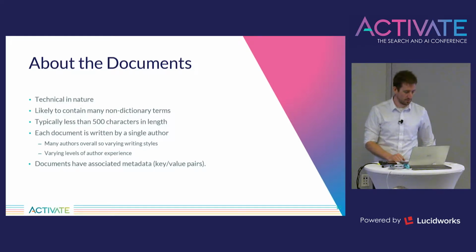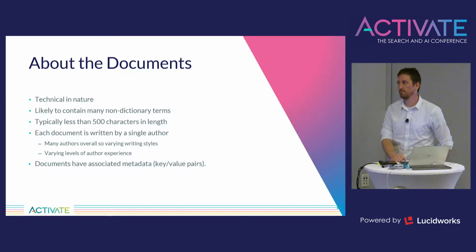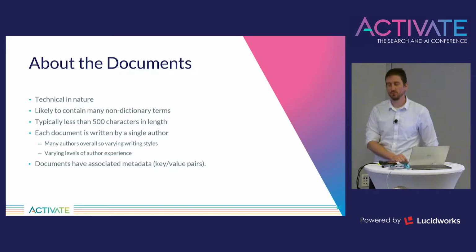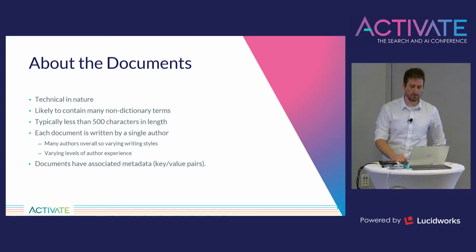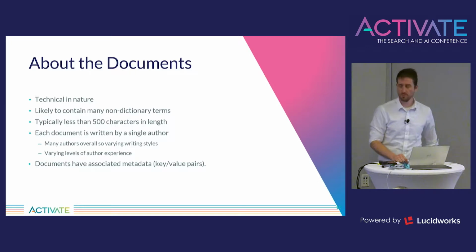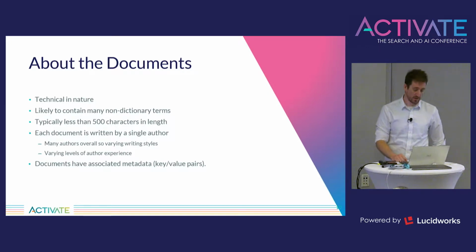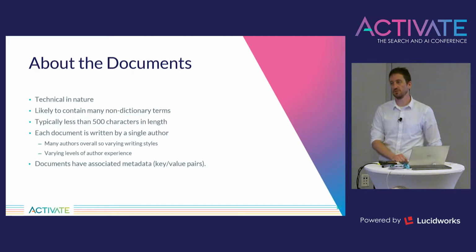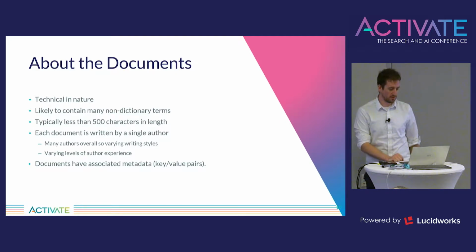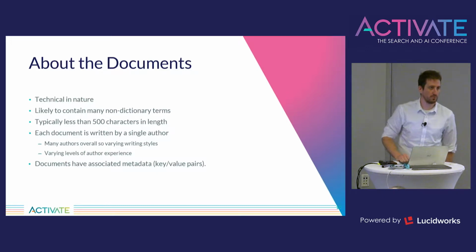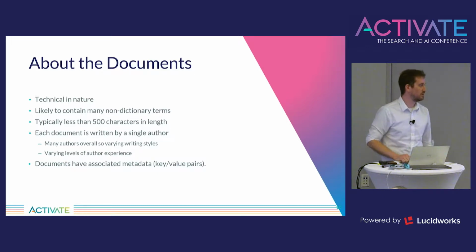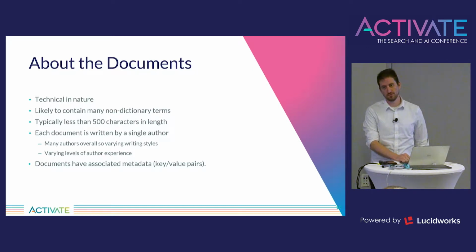Each document is written by a single author. We have many different authors throughout the whole system, so many different types of writing styles. But there is typically a one-to-one correlation between a document and an author. And like everywhere else, there's varying levels of author experience. Some of these authors may have just started employment. This might be their first document they've ever written. Others may have been there for 20 years. They're experts. They know what to write. So many different types of experience and background from the authors going into it.